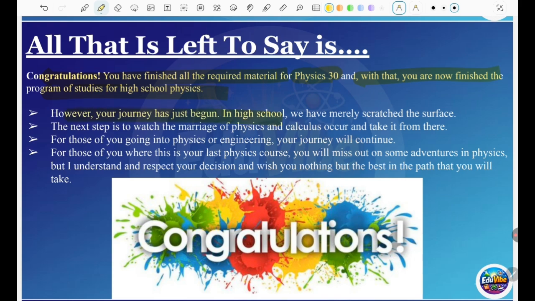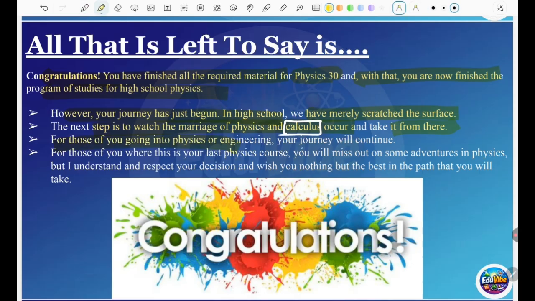However, your journey is just beginning. In high school, we only do some surface scratching. We do very minimal droplets. We don't do the depth of physics. For the next step, the marriage of physics with calculus, I can take it from there. Calculus comes after Math 30-1, which is Grade 12 math. Calculus is very important, and it connects to physics again.